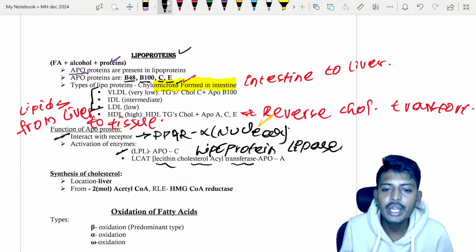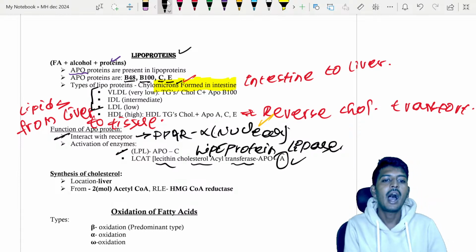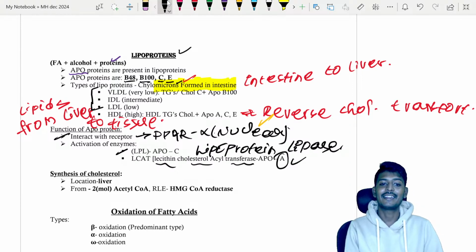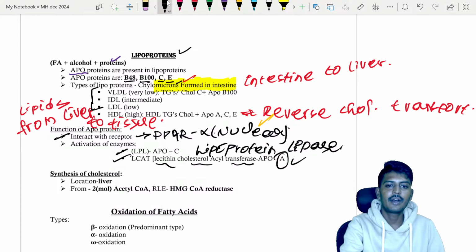By which apoprotein? Apoprotein A. Notice it, apoprotein A. Apoprotein A activates which enzyme? LCAT enzyme. That activation is caused due to apoprotein A. Okay. Then let's talk about the synthesis of cholesterol.